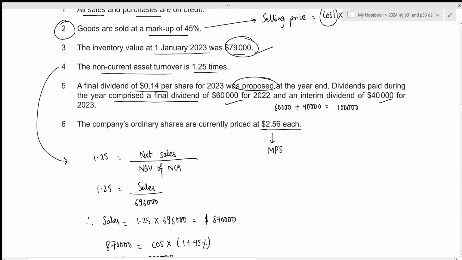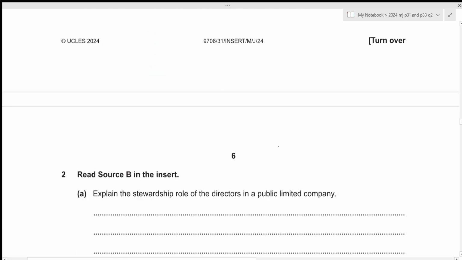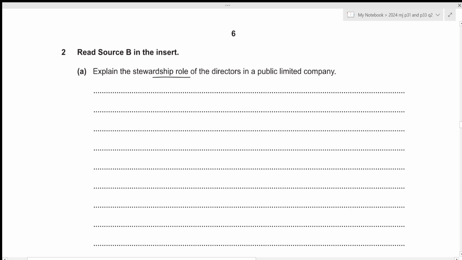Let's take a look at our first part of this question. We need to explain the stewardship role of the directors in a public limited company. In a public limited company, the ownership and the control are separated. The public limited company is owned by the shareholders, but the control is given to the directors, which means that the directors are responsible to the shareholders in order to maintain and run the public limited company. Let's write it down. In a public limited company, the ownership and control are separated.